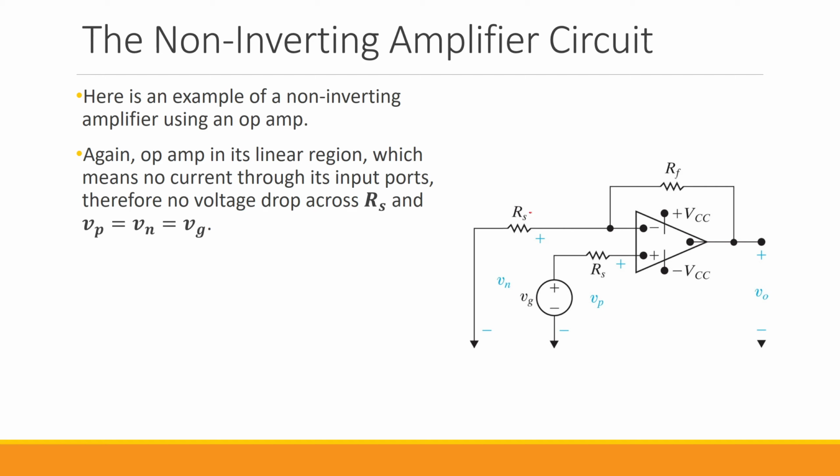We have RS connected this time between the inverting input and the ground. And as for the input voltage, now we have VG, which is connected to the non-inverting input of the op-amp using a resistor. Here I call it RS. So you see here we have RS here, we have RS here, right? So these two are the same.